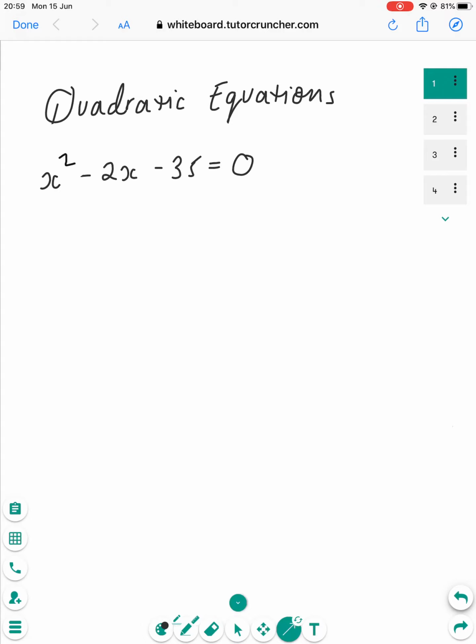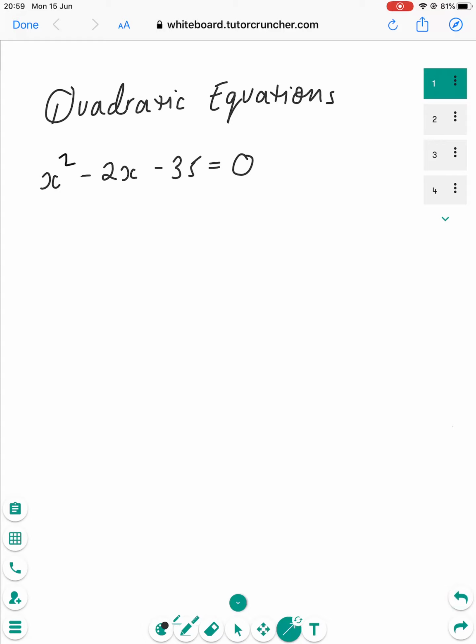A quadratic equation is essentially any equation where the highest power of x is 2. So you don't have any x cubes or x to the power of 4s. The only power you're going to get is x squared. But because of this squared, it is hard to solve the equation using the normal way you may have been taught when doing linear equations. So I'm going to teach you a slightly different method.